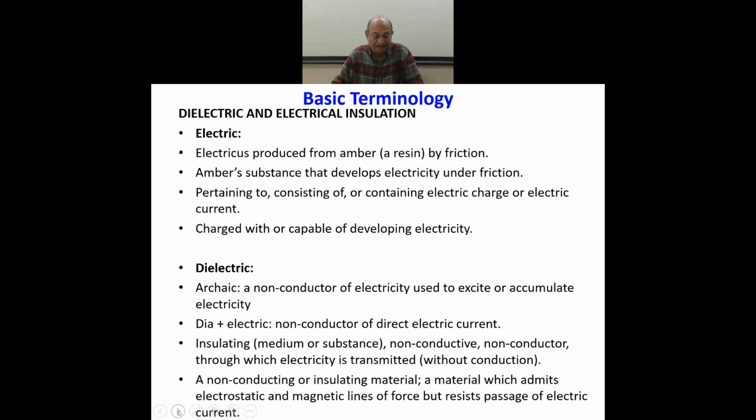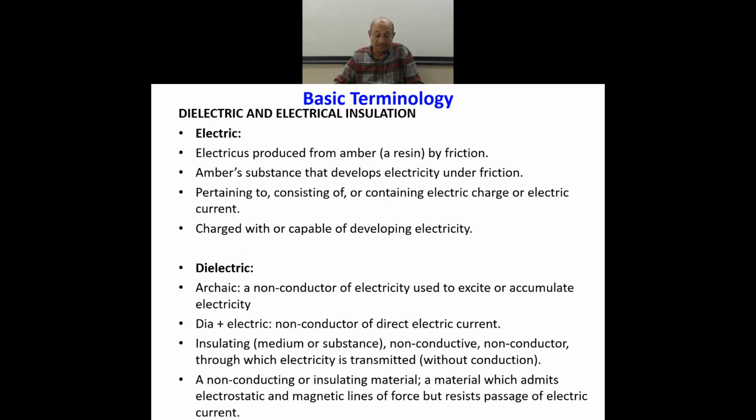Then the dielectric. You can split the word, dia-electric, as you can see here. And when you interpret it in common language, it is a non-conductor of direct electric current. That means dielectric is the substance which does not allow passage of direct electric current. That is why dielectric.